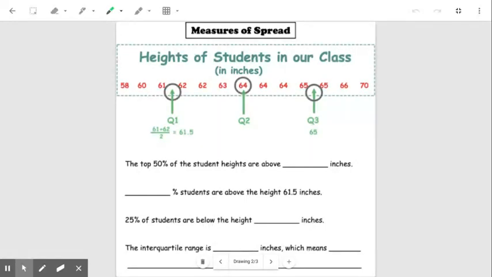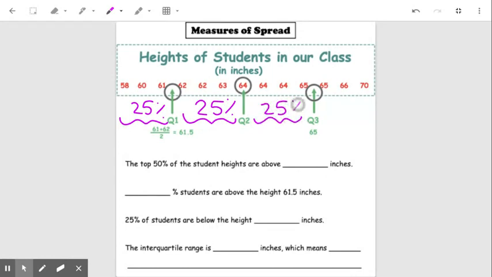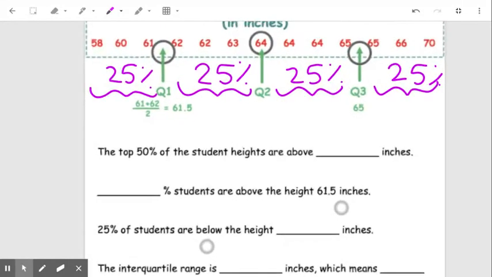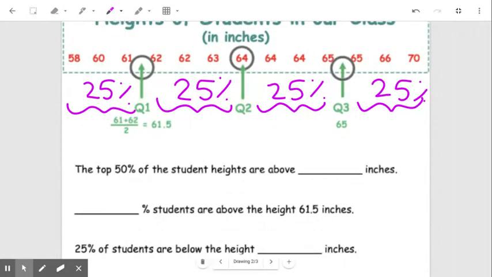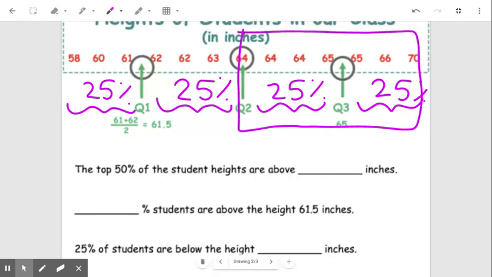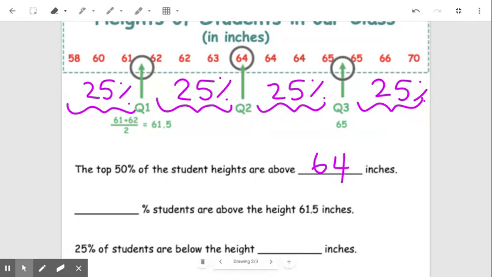So when I look at this, I have to remember the idea behind these quartiles is that down here is 25% of my data. Right here, 25% of my data. Right here, 25% of my data. And right here, 25% of my data. So when it says for this first question, the top 50% of student heights are above blank inches. So when I look at this, 50% would be this top half right here. And all of those are above, or actually at, 64 inches.